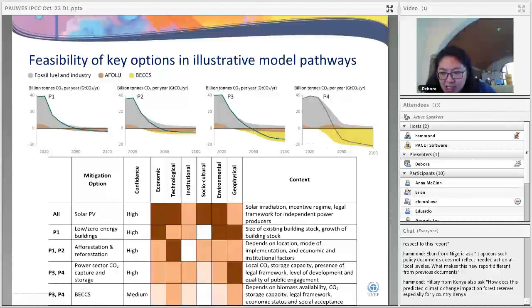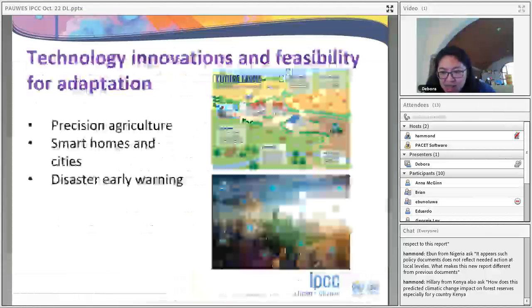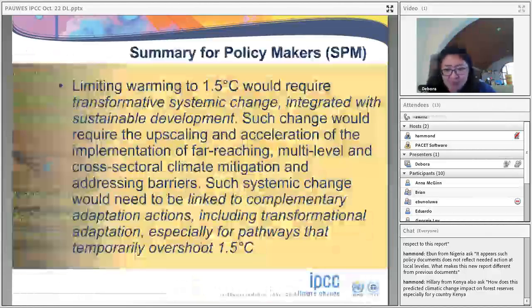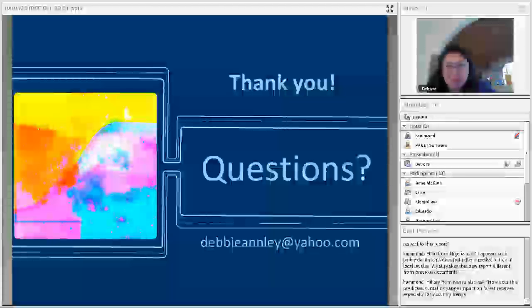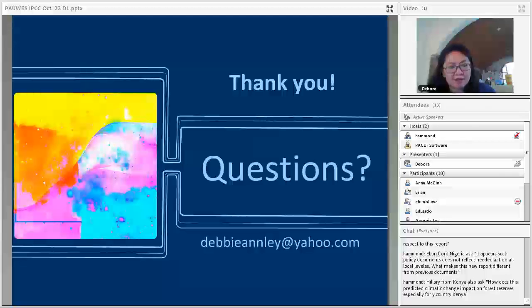We have another question here. How does this predicted climatic change impact forest reserves, especially for the country of Kenya? Chapter 3 talks about the different impacts. The forestry sectors, including all ecosystems, will be more affected at 2 degrees than at 1.5C. And I can get you more specific information by email on Kenya. Here, in my last slide, is my email address. So Hillary, if you could please send me an email, I can get back to you with information specific to Kenya.